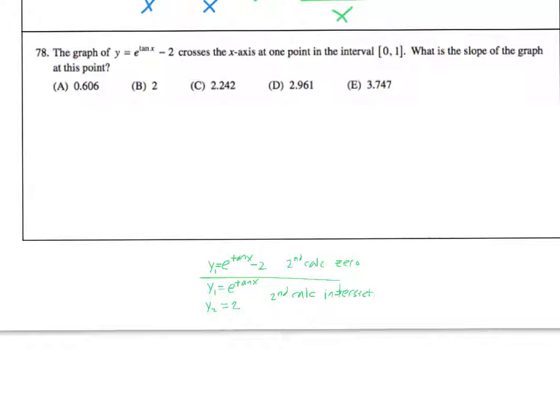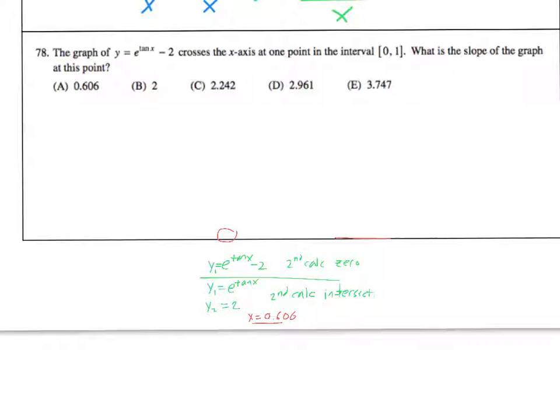Either way, when we do this, we get something like x is equal to 0.606. I did this on Desmos. It doesn't give me an extra decimal place, but on the calculator, it'd be nice to have 4, just so you don't lose track of that. And then it asks, what is the slope of this graph at this point? In other words, if we took the derivative of this and then plugged this point in, what would we get?